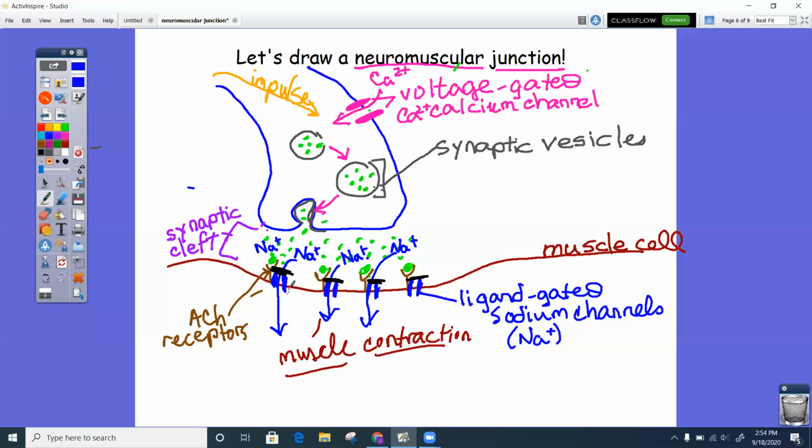But there could be some cases where the opposite happens. Okay, so instead of blocking this, there's some toxin out there that causes too much acetylcholine to be released into the synaptic cleft. That's going to cause too many of these channels to open and stay open for too long. And so that's going to allow a lot of sodium to come in, more than usual. And in that case, you're going to get something like muscle spasms and seizures. That toxin is going to cause massive muscle contractions in your body.